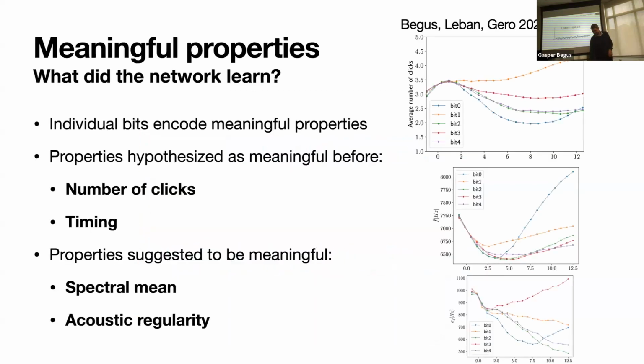So we can pair causal inference and take each bit, stretch it, and see what will happen in the output, and pair causal inference on top of that to say that there's a real causal effect. And our technique found that the number of clicks matters, the timing matters, which is great because that's what we thought. This is just validation. But it also said that spectral mean and spectral regularity are important. So it used spectral regularity to encode information. And at the time, we didn't know that there was anything there.